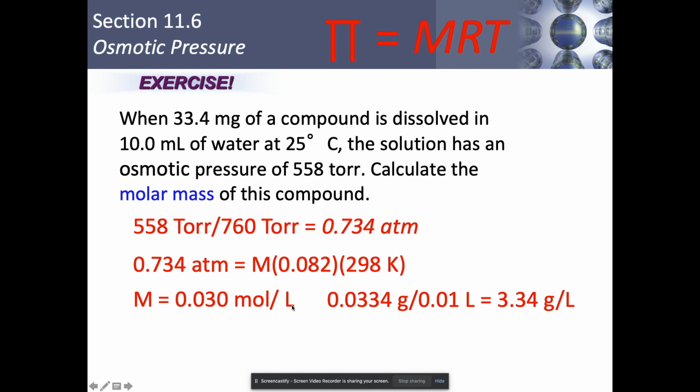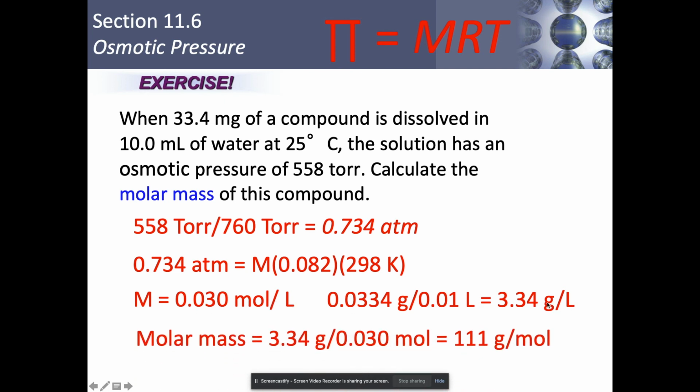Now take a look. I have moles per liter and I have grams per liter. What can I do? I can divide them by each other. 3.34 grams per liter divided by 0.030 moles per liter, and yes, the liters cancel, and I end up getting a molar mass of about 111 grams per mole. So that would be the molar mass of whatever substance was dissolved in this osmotic pressure chamber.